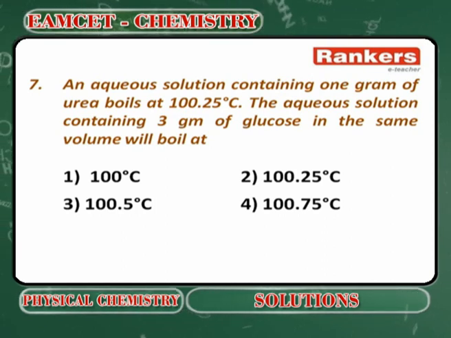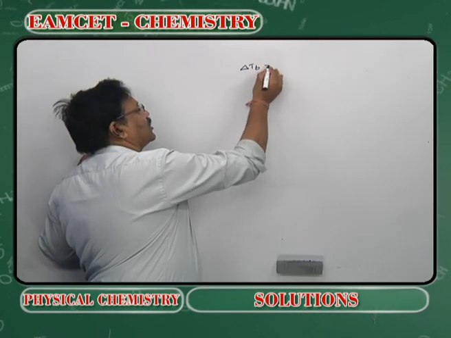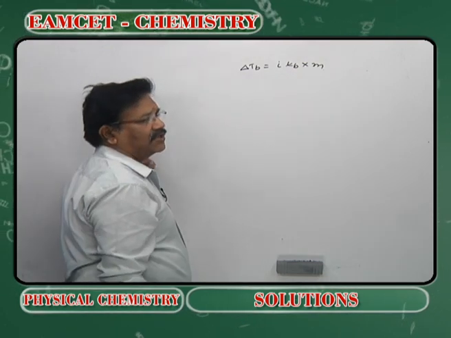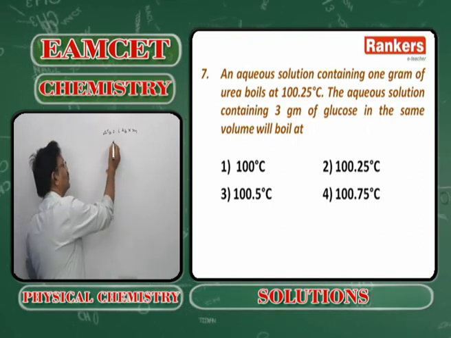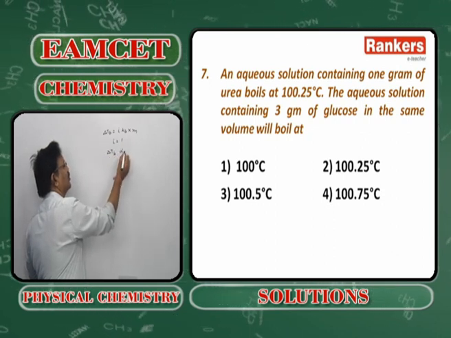An aqueous solution containing 1 gram of urea boils at 100.25 degrees centigrade. The aqueous solution containing 3 grams of glucose in the same volume will boil at what temperature? The elevation in the boiling point delta TB is equal to I into Kb into m. Since both are non-electrolytes, I is equal to 1 and Kb is constant, so delta TB is proportional to the molality.